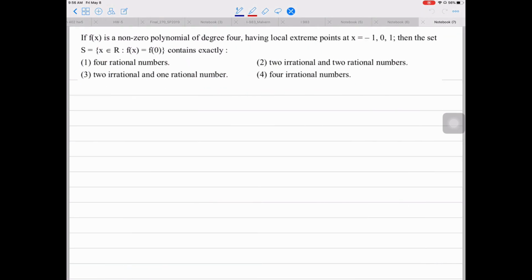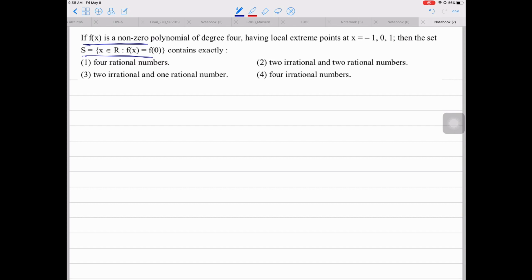So let's begin. If f(x) is a non-zero polynomial of degree 4 having local extreme points at x equals -1, x equals 0 and 1, then the set S for x belonging to real numbers where f(x) equals f(0) contains exactly. So here we are given a function and a set and we need to see what the set contains.